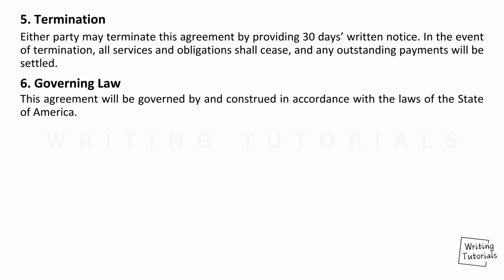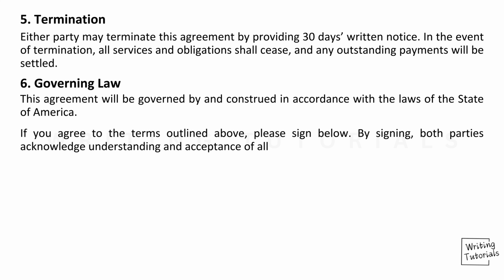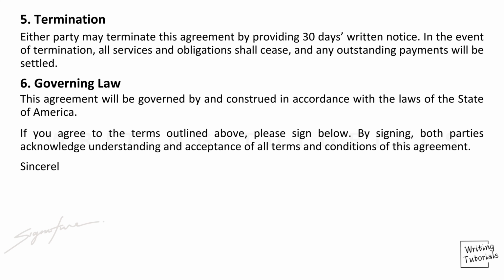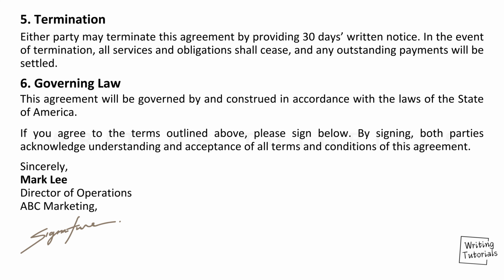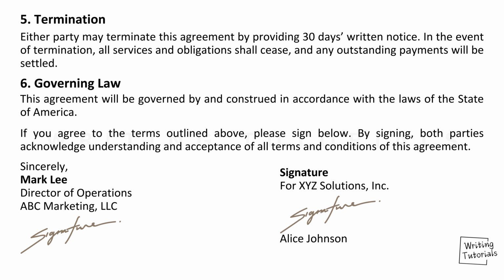Now, you're ready for the closing. A nice, professional sign-off, like a sincerely, followed by your name, title, and company, gives a polite end to the letter. Then, add a signature line for each party. Leave a line or two for them to write their name and the date they're signing, like this. And that's it. You've got a clear, professional agreement letter ready to go.